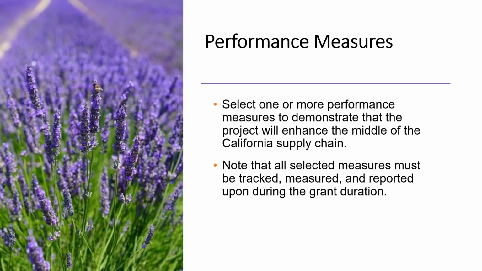Next on the application forms page, you will find the performance measures form. This is where you will enter information relating to the performance measures the project will address. Using the format provided within the application, provide expected numbers based on the project's scope of work. Input 0 for each performance measure that is not applicable to the specific project. Each proposal must select at least one performance measure. Note that all selected performance measures must be tracked, measured, and reported upon during the grant duration. So, take care to create realistic estimates and select only the performance measure or measures that best suit your proposal.